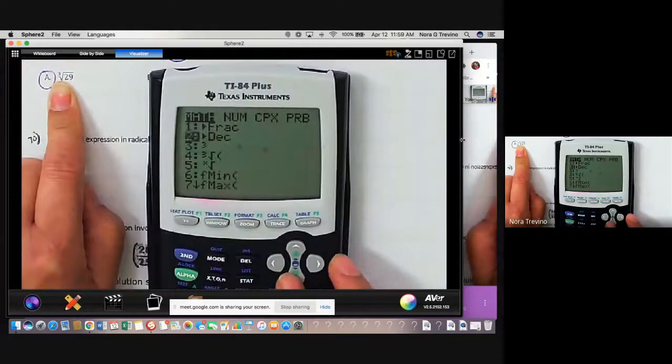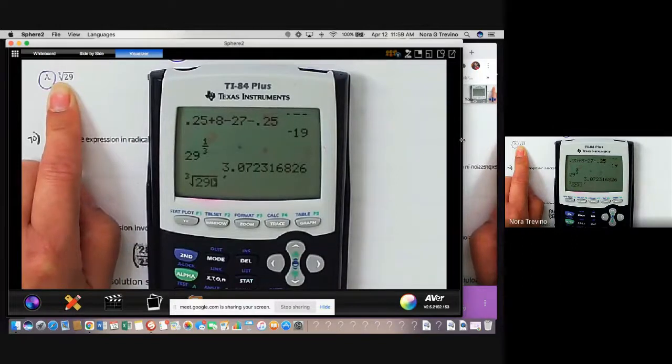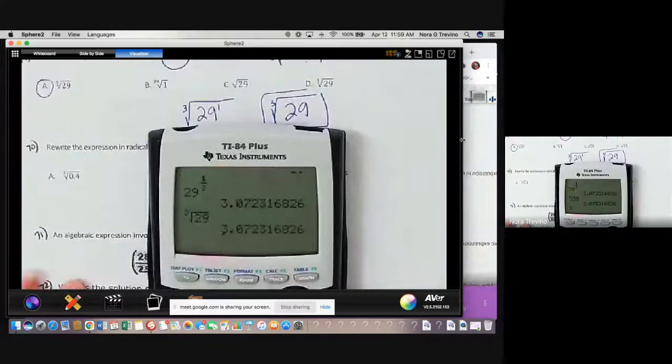And you see right here where it says cube root. You press it and then you put 29. And then you check, is it the same? Yes, it is. So you could do it like that. Okay.